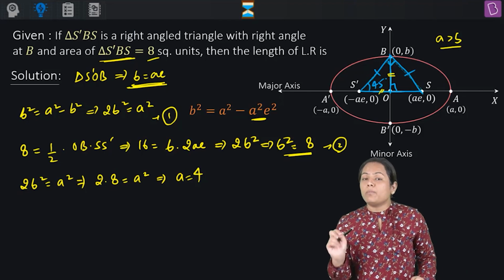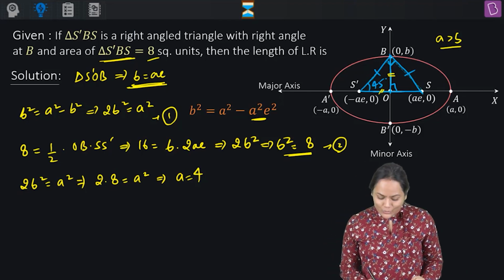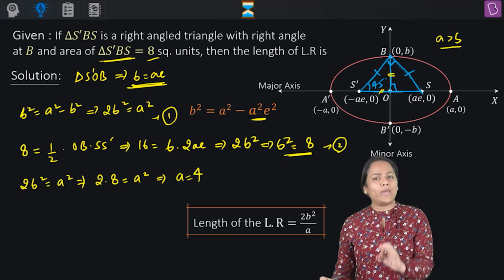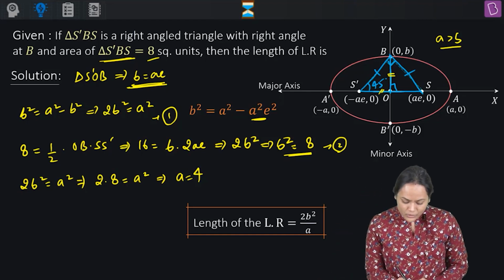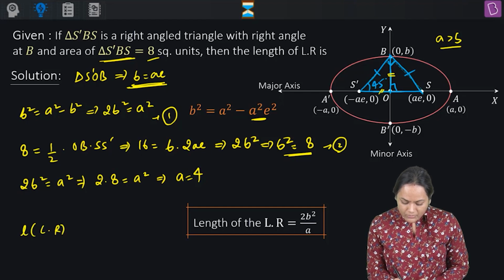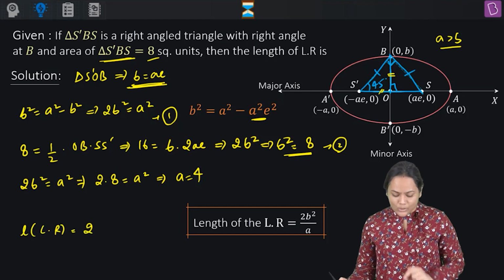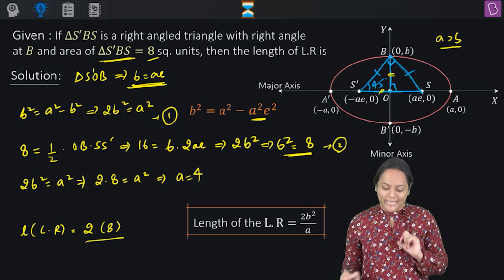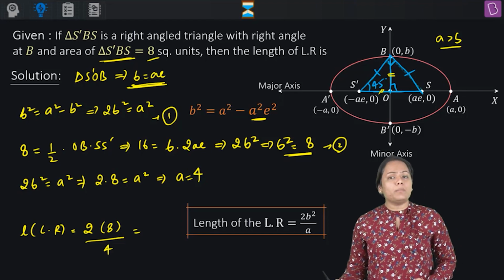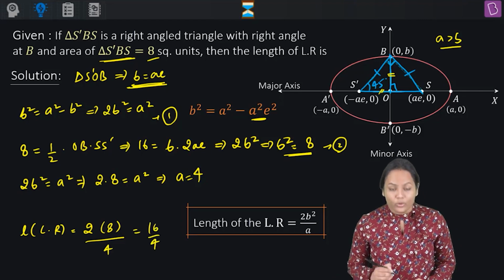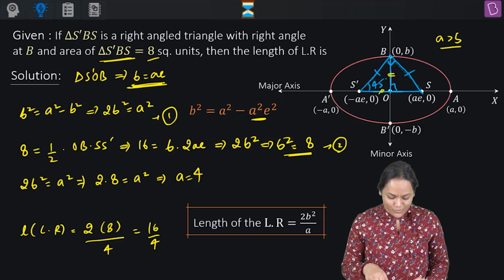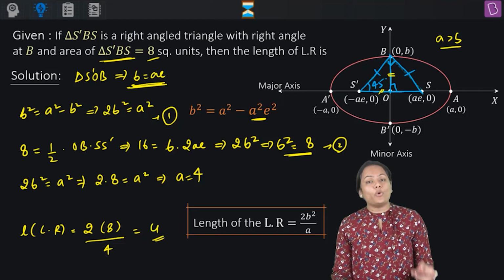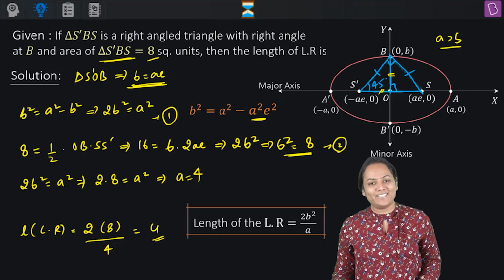So I have b square, I have a. Now, what was the formula of length of LR? Well, it is 2b square by a, right? So quickly guys, substitute the values of b square and a and let's find the answer. So my length of LR is going to come out as twice of b square, which will be 8, divided by a, that is 4. And this is going to come out as 16 by 4, which is nothing but 4. That's right. So length of LR will be equal to 4 and this is going to be the final answer.